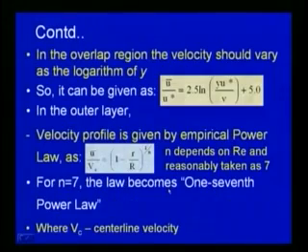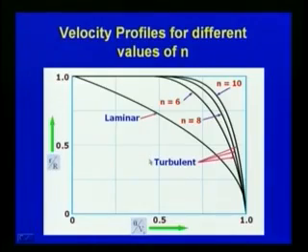So, we can use the 1/7 power law, or the power law as given by u bar by V c is equal to (1 minus r by R) to the power 1 by n. So, these are some of the fundamental relationships for velocity variation or shear stress variation as far as fully developed turbulent flow in pipe systems is concerned.